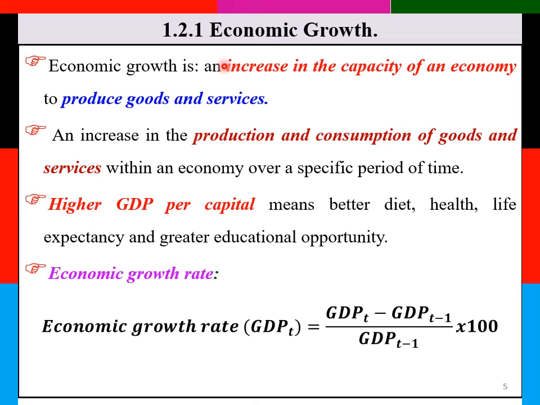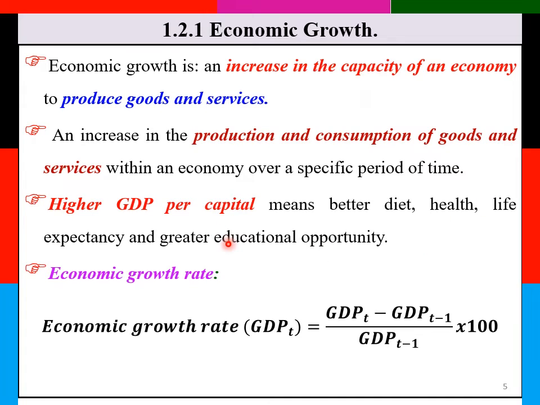Let me see each of them in detail. The economic growth, the first one. Economic growth is what? An increase in the capacity of an economy to produce goods and services. An increase in the production and the consumption of goods and services within the economy over a specific period of time is what we mean by economic growth here. Higher GDP per capita means better diet, better health, life expectancy, and greater educational opportunity.